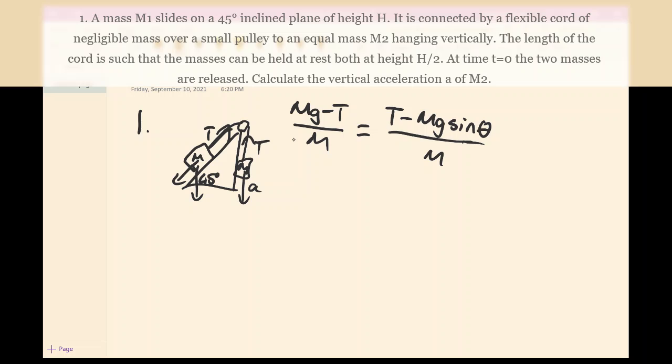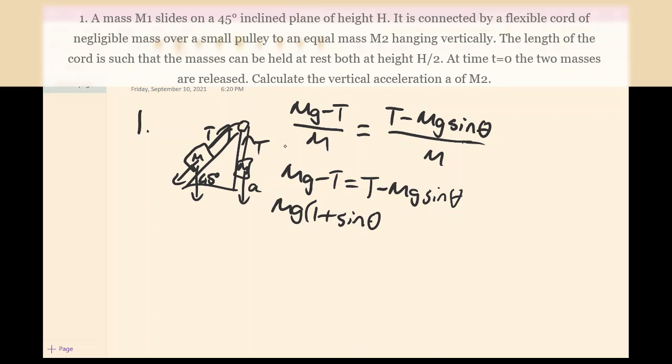Okay, so now it's pretty clear how to solve this. mg minus T is equal to T minus mg sine theta. So then mg times 1 plus sine theta is equal to 2T. And this means that T is equal to mg times 1 plus sine theta over 2.